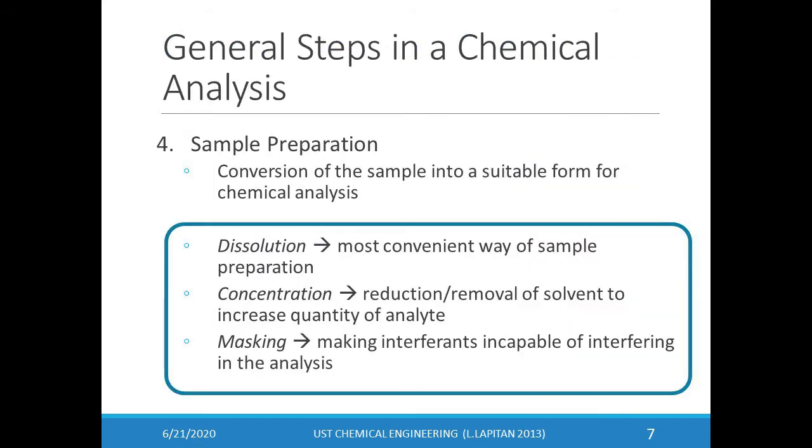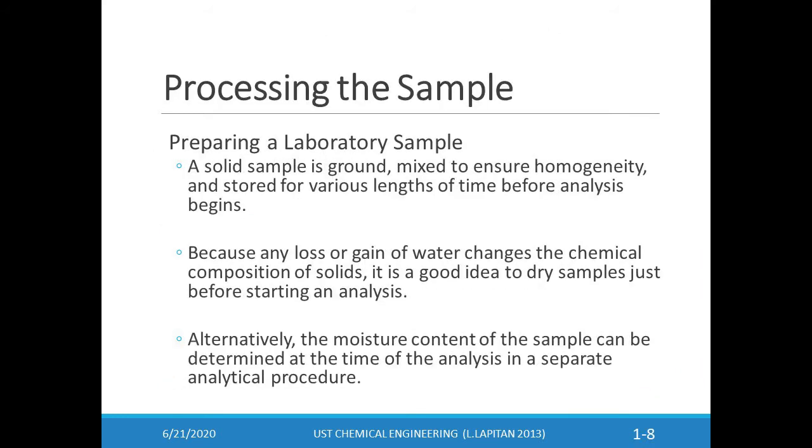The next step in an analysis is to process the sample. Sample preparation refers to the conversion of the sample into a suitable form for chemical analysis. Under most circumstances, we must process the sample in any of a variety of different ways as summarized in this slide. Dissolution is the most convenient way for sample preparation, especially for solids. We actually dissolve them in liquid to form solutions. Concentration is the reduction or removal of the solvent to increase the quantity of the analyte, especially if the analyte is in trace amounts. Now, masking is making interference incapable of interfering with the analysis.